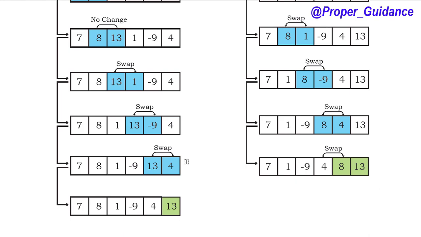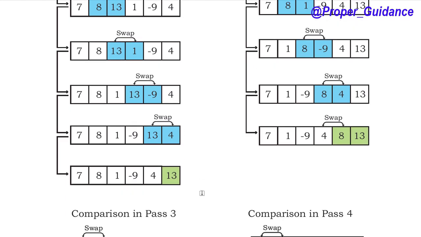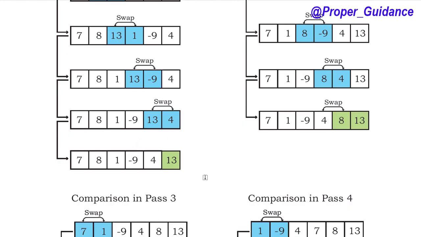When we are checking the elements at index 3 and 4, we get 13 and minus 9. Which one is greater? Obviously 13 is greater, so again a swapping happens here, and minus 9 goes before 13 and then 4. In the last check, 13 and 4, 4 is smaller than 13, so 4 and 13. We get the resultant list: 7, 8, 1, minus 9, 4 and 13.